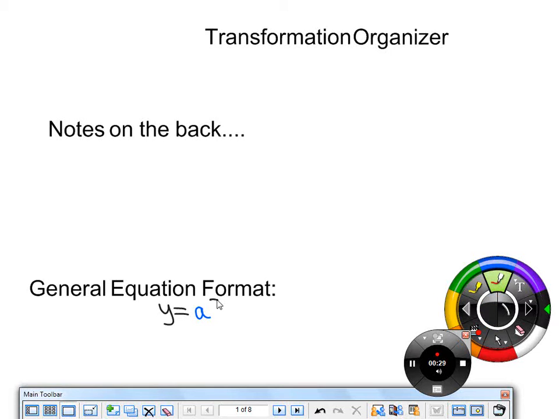I'm going to use brackets in this case, but it doesn't have to be brackets. It could be whatever the function is. This would be a greatest integer function.